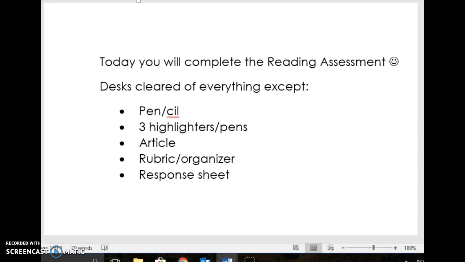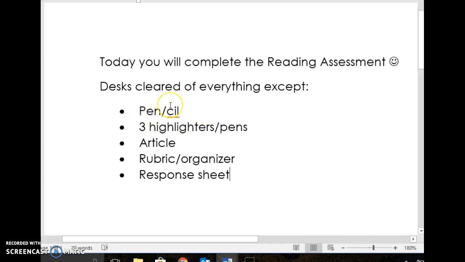Today, you guys are going to be completing your reading assessment, which we have been practicing for quite a while now. You guys have been reading a lot of different arguments. You've been writing your own arguments, so you guys should be good to go today as you evaluate an author's argument.